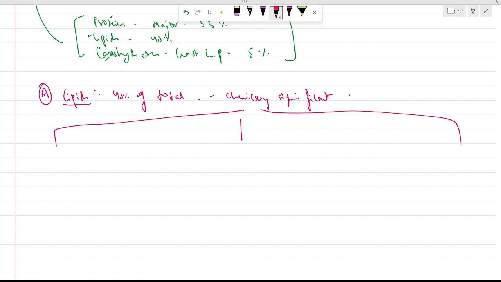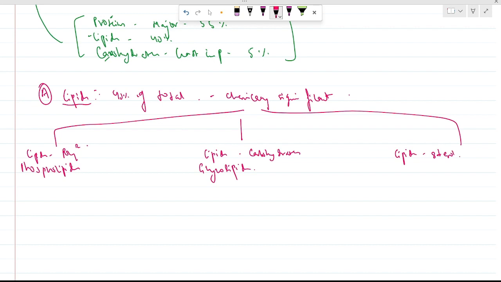The lipids combined with phosphate are called phospholipids. Similarly, the lipids combined with the carbohydrates are called glycolipids. The third type of lipid is not combined but is in the form of sterol, for example, cholesterol. The sterol form of lipid that is present in cell membrane is cholesterol.